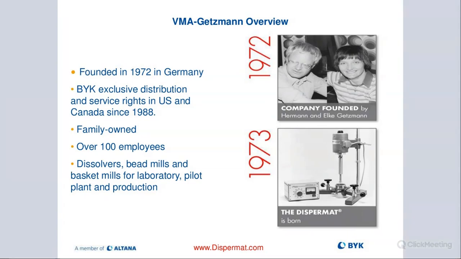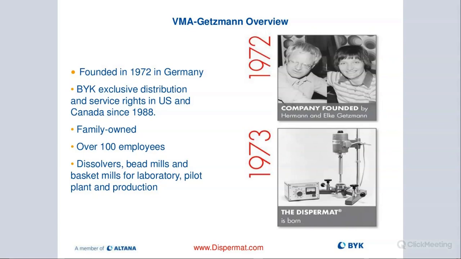So here you can see the timeline. VMA started in 1972, so about 50 years ago, and Hermann and Elke Getzmann are the founders of VMA. And Hermann is still active in the business. He comes in 1 day per week just to ensure that the company still follows his design philosophy, and he wants to be kept up to date with all the new developments. So the business is actually still in the family's hands. It's run by the two sons, Christian and Martin Getzmann.